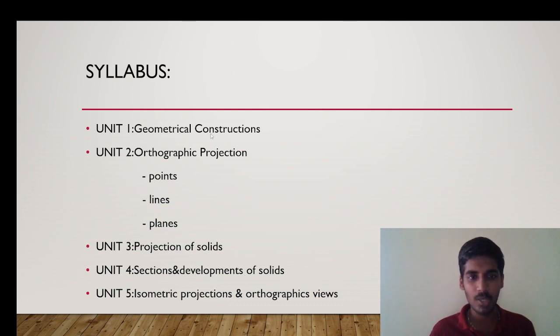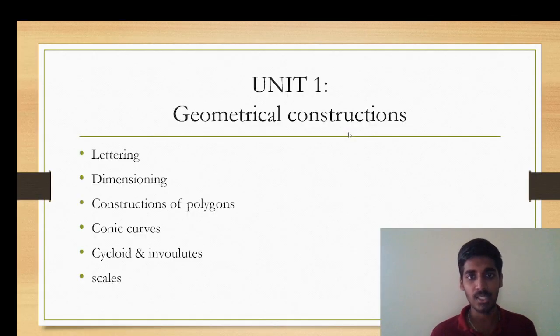The syllabus has geometrical constructions in Unit 1. In every subject you will have 5 units, for one semester you have 5 units. For engineering graphics, geometrical construction is your first unit. Going into depth about geometrical constructions: lettering, dimensioning, construction of polygons, conics, cycloids, involutes, scales. These are the topics you have in Unit 1. The first two topics, lettering and dimensioning, are the basic topics. In the question paper, you will have questions only on construction of polygons, conics, cycloids, involutes, and scales.